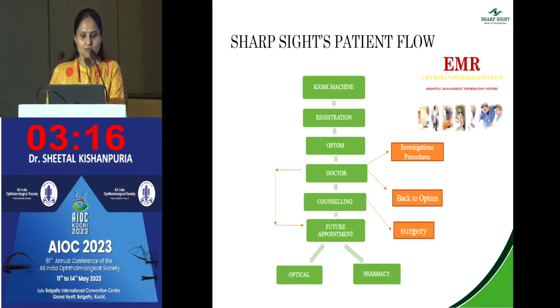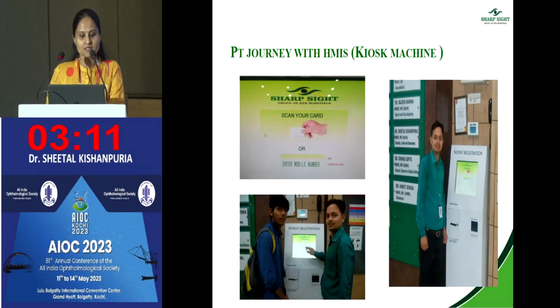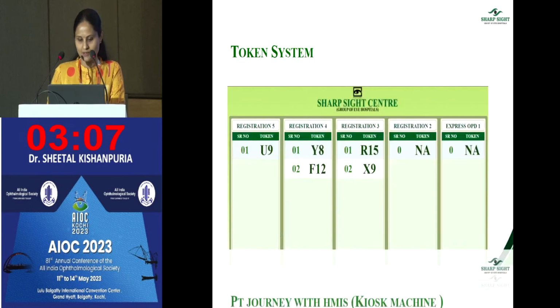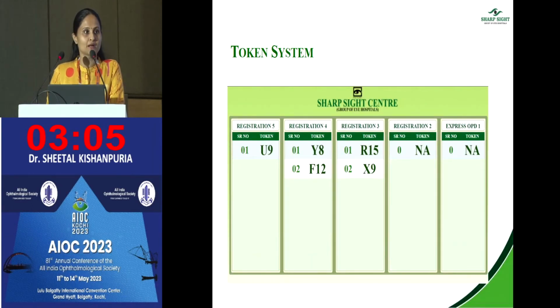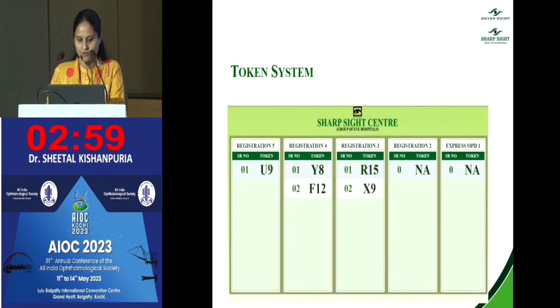So this is the SharpSight's patient flow system, where the patient first comes in contact with the kiosk machine where the token is generated. The token is then displayed on the reception area so that the patient can know where his number is and what is the line he is to follow.